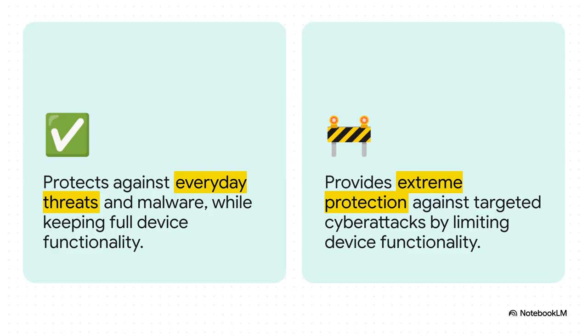Standard protection is for your everyday life, with full functionality. Lockdown Mode is an extreme measure. It dramatically limits what your phone can do. It'll block certain message attachments, turn off complex web features, all to shrink the number of ways an attacker could possibly get in. It's a very specialized tool for a very specific and thankfully very rare kind of threat.